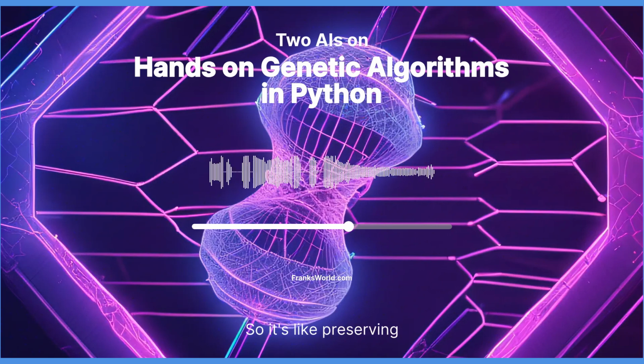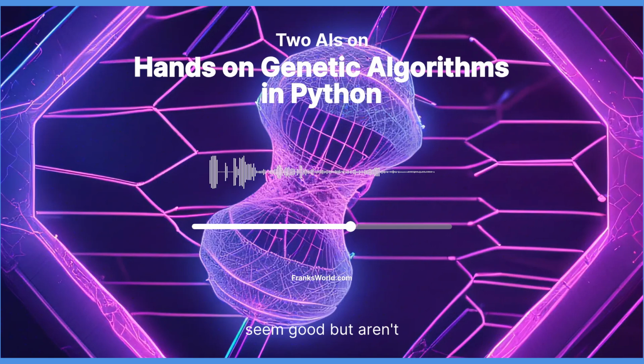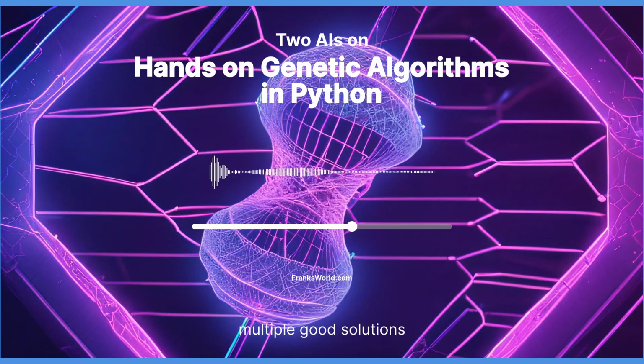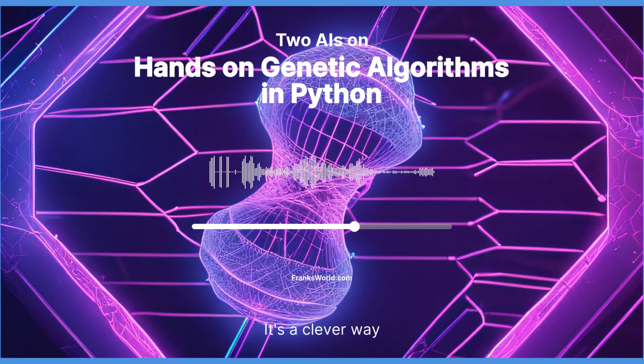So it's like preserving the elite genes to make sure the next generation benefits. Exactly. It helps avoid getting stuck in local optima, those suboptimal solutions that might seem good but aren't truly the best. And then there's niching and sharing, which is particularly useful when you have multiple good solutions scattered across the search space. So instead of everyone converging on one solution, you're encouraging diversity and exploring different promising areas. It's a clever way to avoid getting trapped in a single evolutionary path.